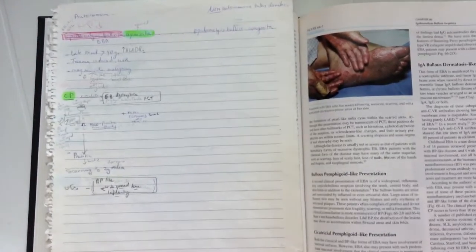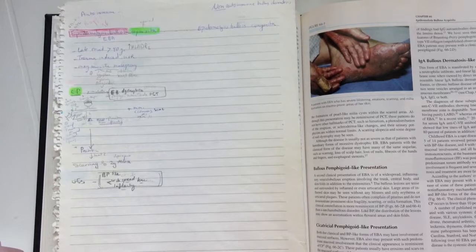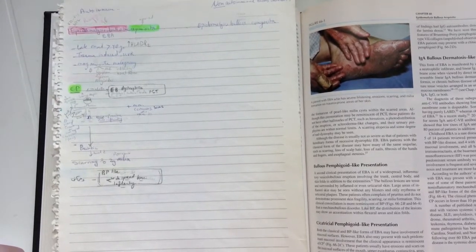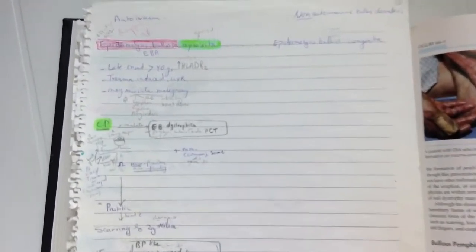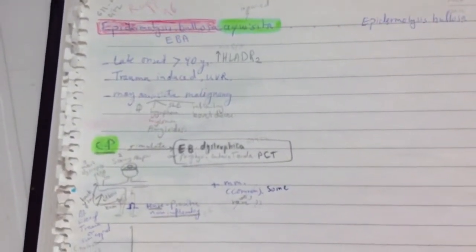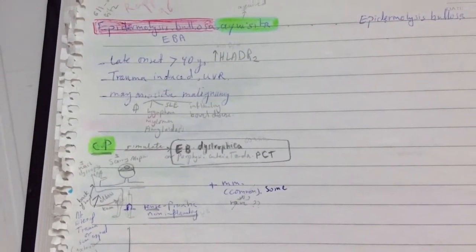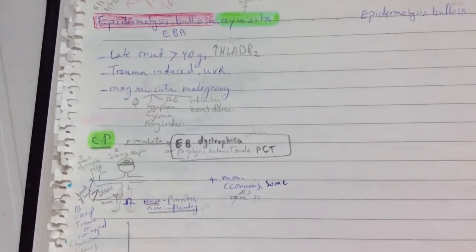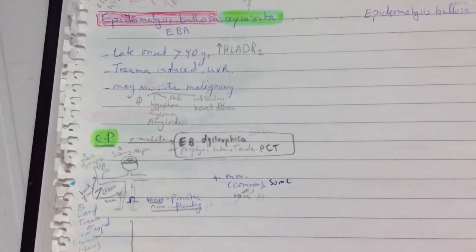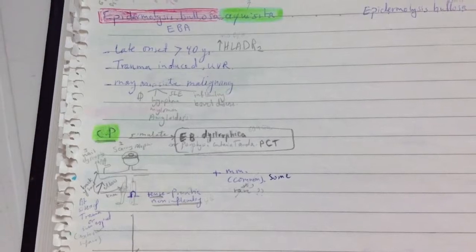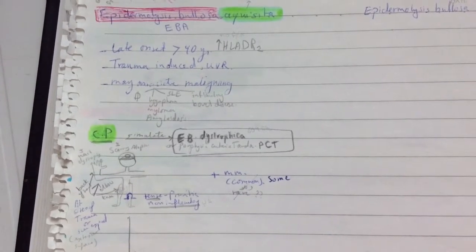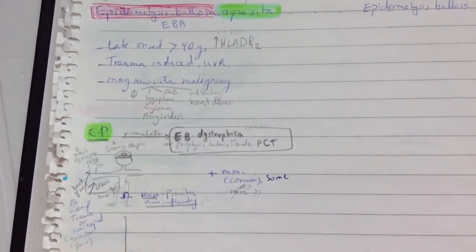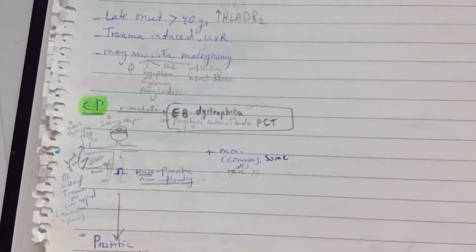Epidermolysis bullosa acquisita, we will talk about in brief. It is late onset, more than 40 years, with increased HLA-DR2, usually trauma-induced or ultraviolet-induced, and may be associated with malignancy, lymphoma, myeloma, amyloidosis, inflammatory bowel disease, and diabetes.